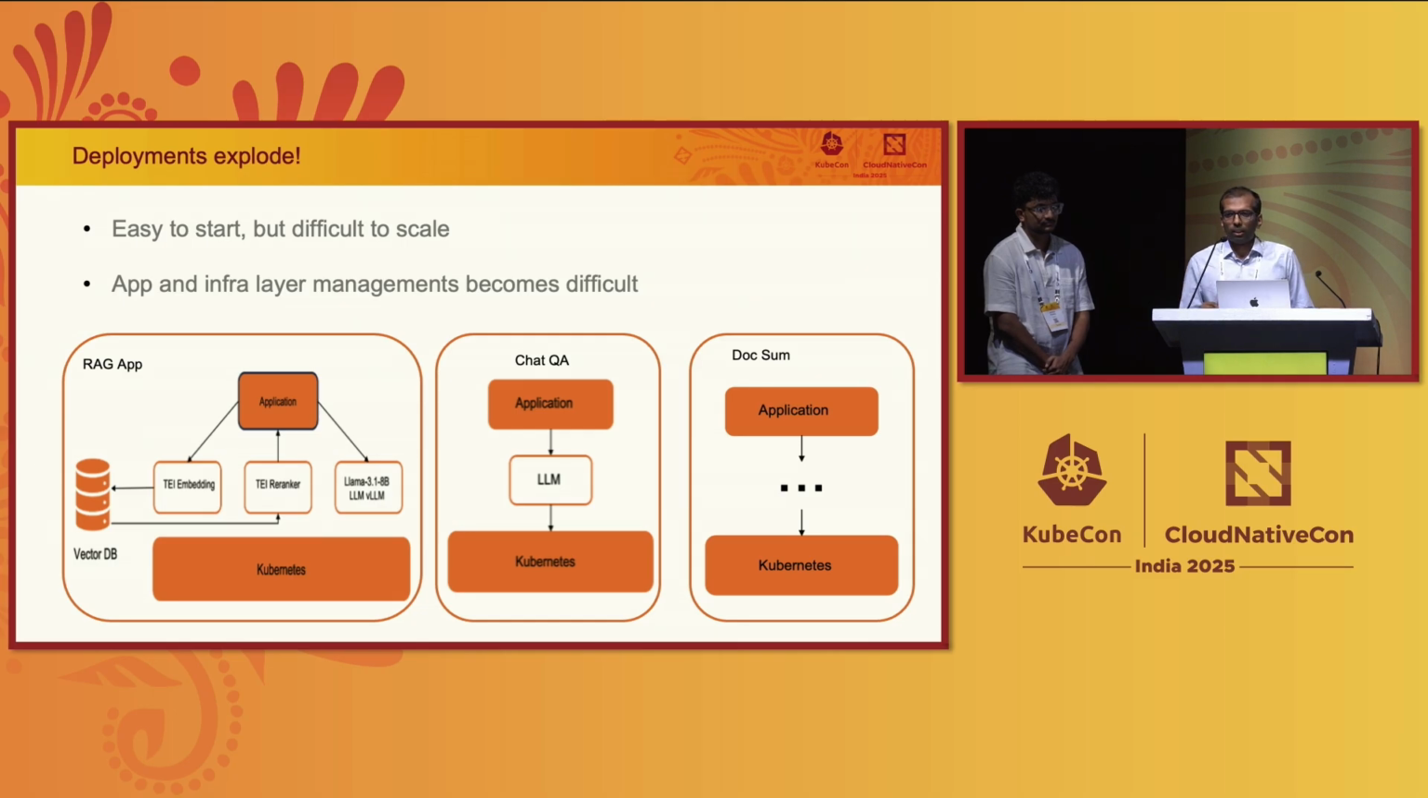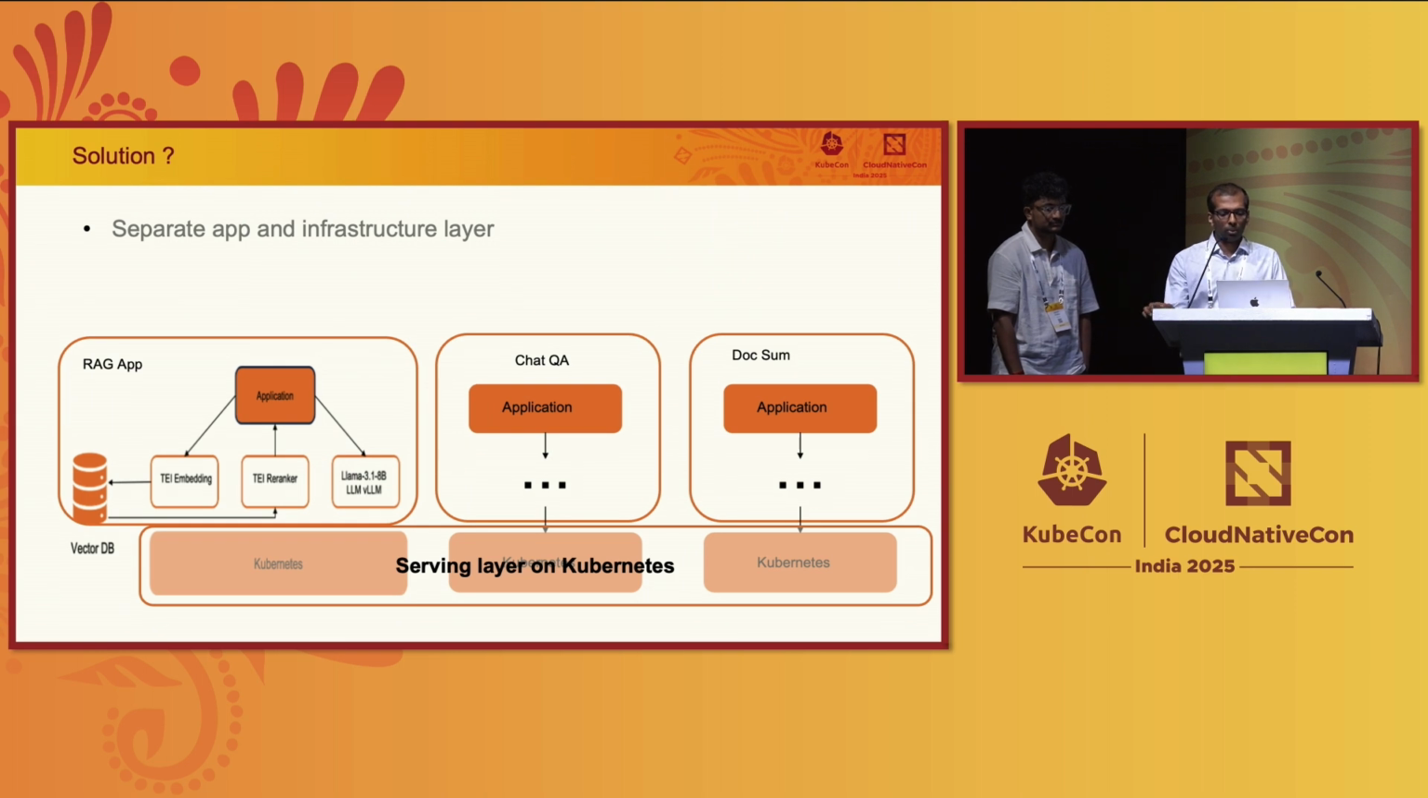So this is good. This is easy to start, but very difficult to scale. On the left side, you have seen the RAG app. There are independent apps. ChatQA, again an application talking to an LLM, which is again deployed on Kubernetes. Document summary, again you have multiple microservices, again talking to Kubernetes. So here, the bigger problem is your application and the infra layer management becomes difficult. Both are combined together.